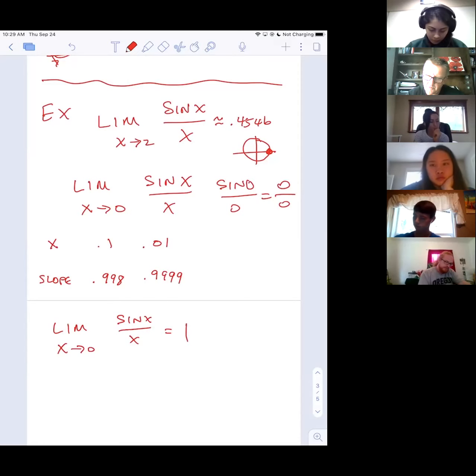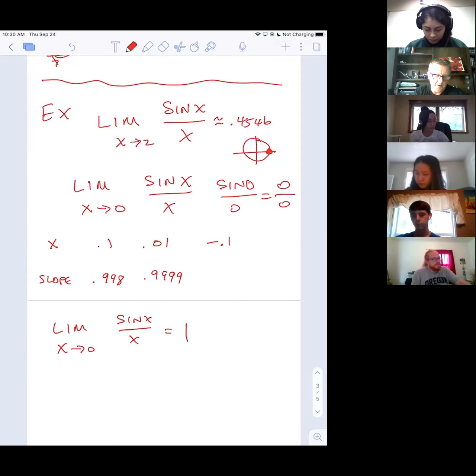Now, to check this, we might also want to go on the other side of 0. Like, what about negative 0.1? Go on the other side, just like with 3. We went on the high side of 3, 3.1. We went on the low side of 3, like 2.9. So what about negative? I'm going to type that in. What's the sine of negative 0.1 divided by negative 0.1? Good news. It's also 0.998.